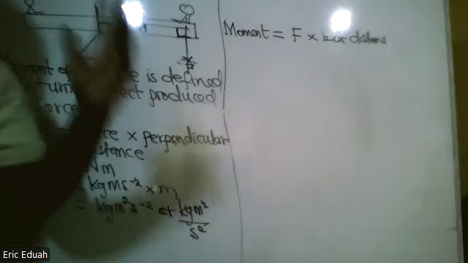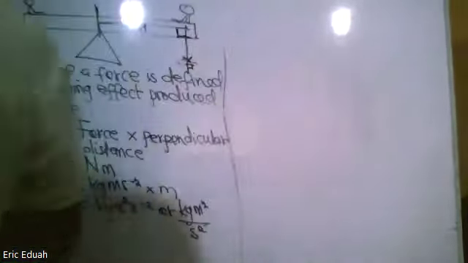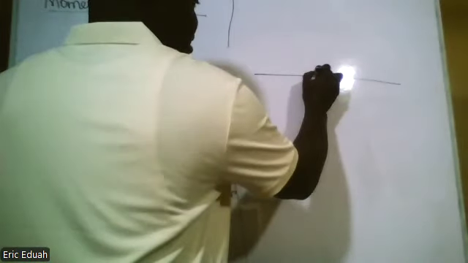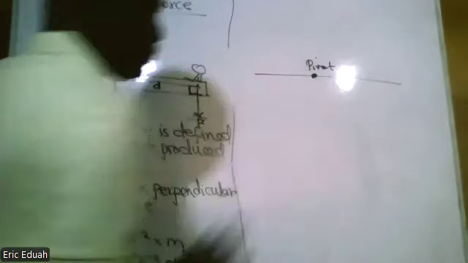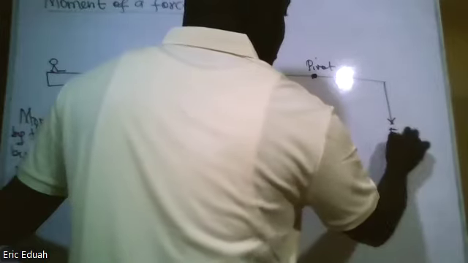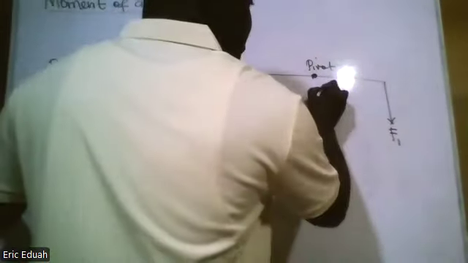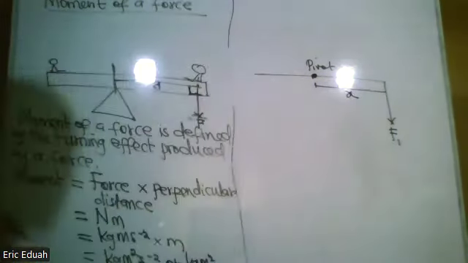Now, calculation of moment: we are saying that it is the product of the force and the perpendicular distance. So let's look at two instances. This is the axis of rotation, what we call the pivot. In this particular situation, we have F1 acting at a distance of x centimeter from the pivot.